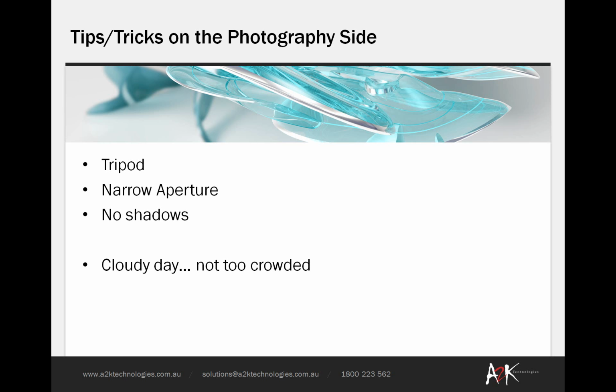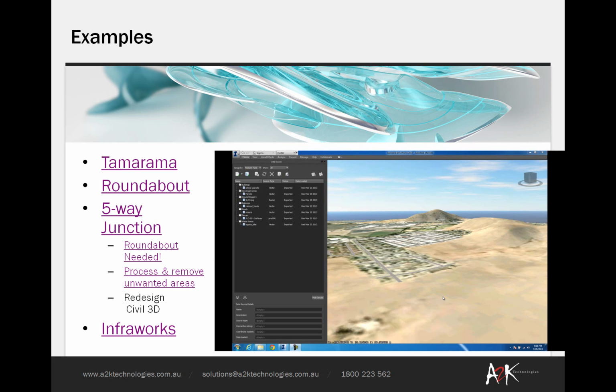So the ideal scenario is a slightly overcast day, so the shadows aren't too severe, early in the morning, so it's not too crowded, and you can quickly take like 50 or 100 photographs in 15 minutes and then upload them, and really that's most of what you have to do. So let's just do some examples here.